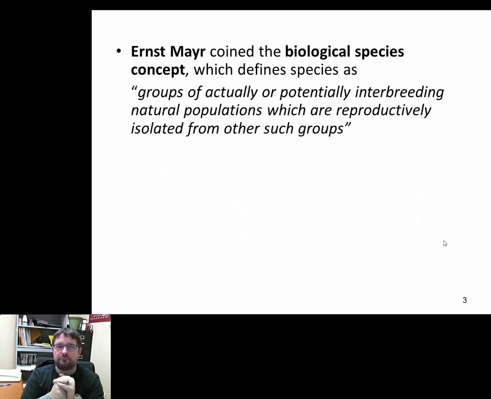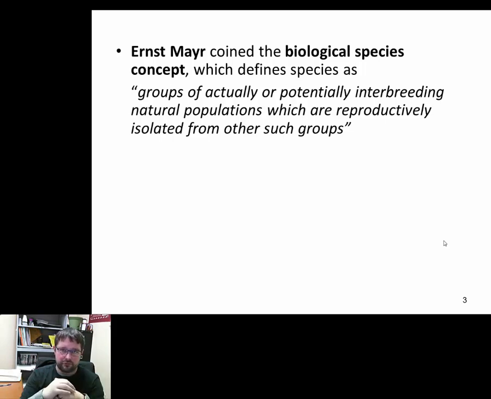Well, for a long time, we struggled with this. Okay? So the Linnaean naming system: kingdom, phylum, class, order, on and on. We had an okay idea of what a kingdom or a phylum was, but when it came to species, it was harder to determine what an actual species was until Ernst Mayr came around and coined the term biological species concept.